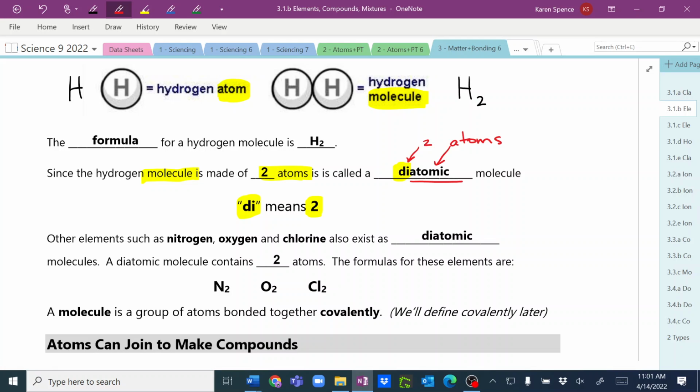Yes? Pardon me? Yes, tri for 3 and tetra for 4. Often once we get past 3, we will simply say poly for many, but there is a little bit of a unit in the naming where we do tri, tetra, penta, hexa, hepta, octa, nona, and deca. We go up to 10, okay?